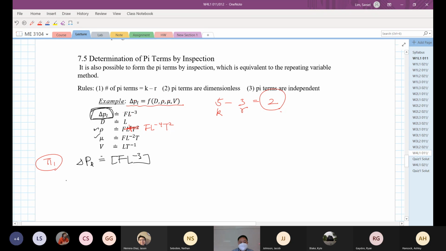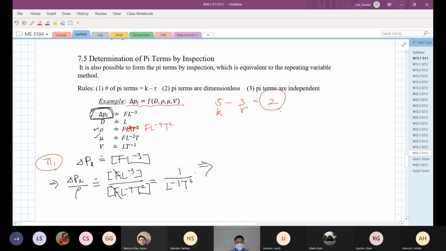There's two options, so I'll just try it. Delta P L divided by rho. The unit's going to be FL^-3. Then what's the rho here? FL^-4 T^2. What I have here is I can eliminate this F, but now I still have an L^-1 T^2. Okay, it's not dimensionless yet.